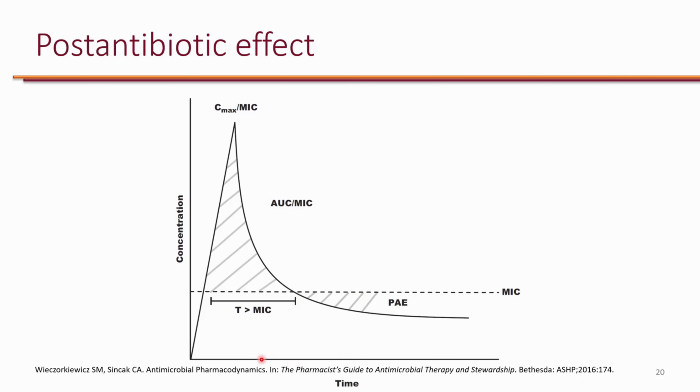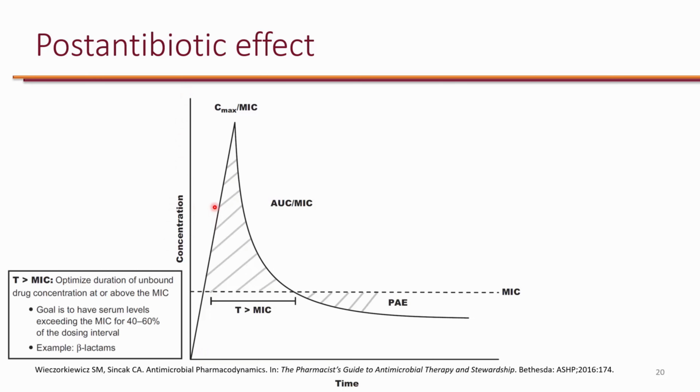In this picture, we're looking at the concentration-time curve. On the horizontal axis, we're looking at time, and on the vertical axis, we're looking at concentration. The time above MIC, which is used for time-dependent antibiotics, primarily beta-lactams, is the pharmacodynamic parameter for beta-lactams. And we like to target a time above MIC of 40 to 60% of the dosing interval.